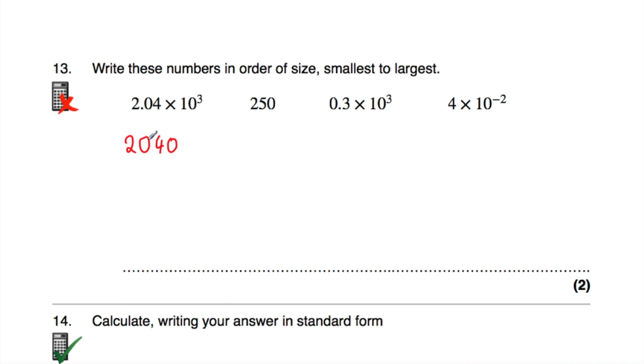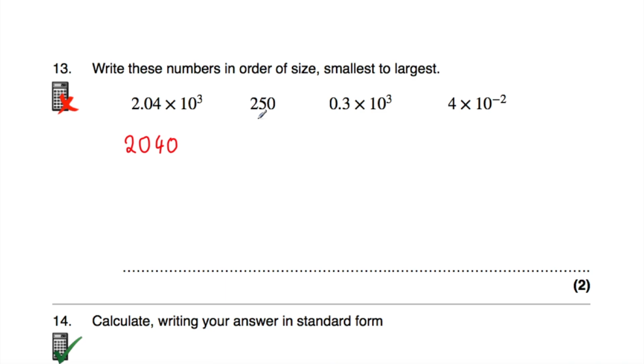So it's going to be 2040. And let's just check that. If we had the 2 here in the units column, and we moved it 3 columns to the left, it would move 1, 2, 3. And there would be 2040. Alternatively, we could think of it as 10 cubed is 1,000. 2.04 times 1,000 would be 2040.